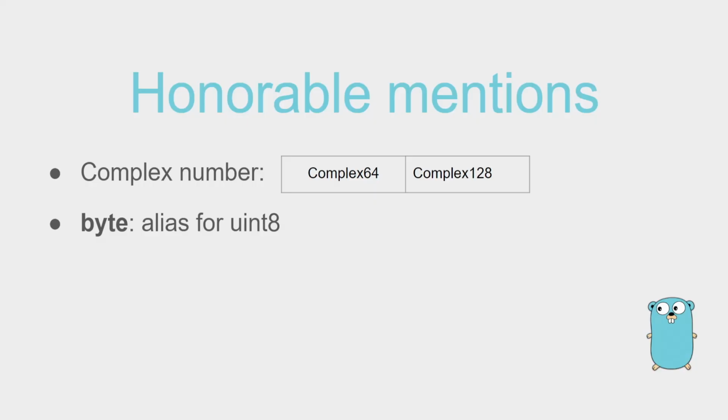Okay, and then you also get another alias which is called rune, which is an alias for int32. So it's similar to byte. You can write rune instead of int32 in your code.